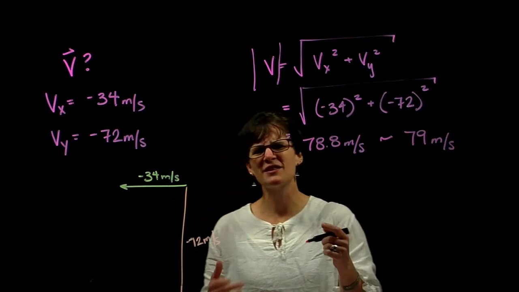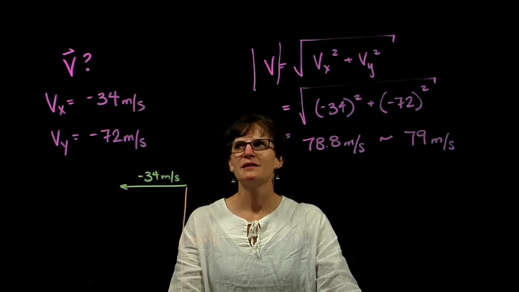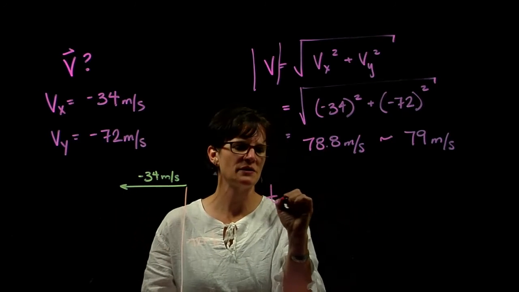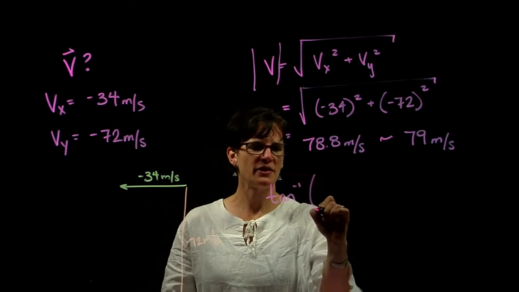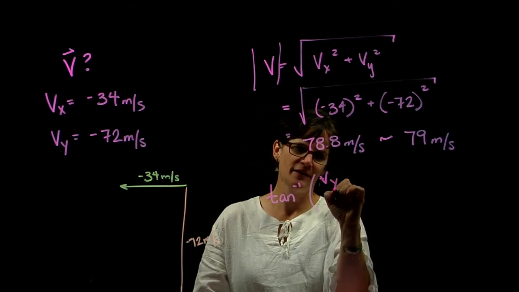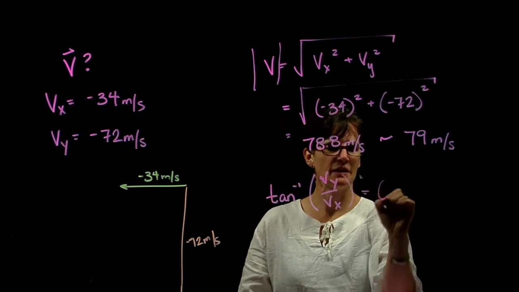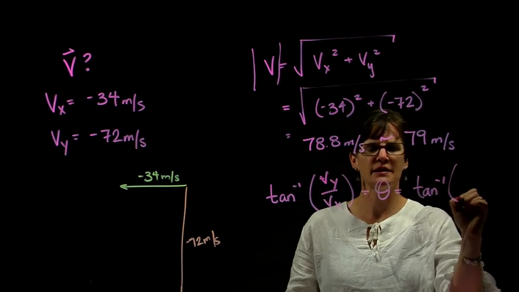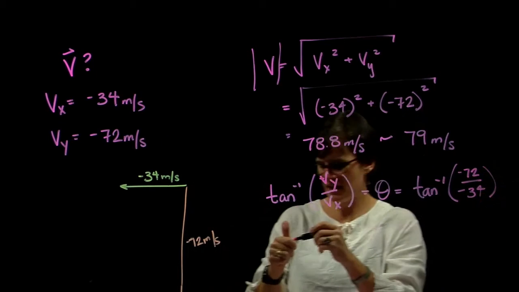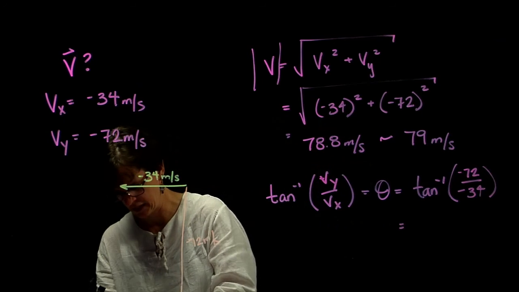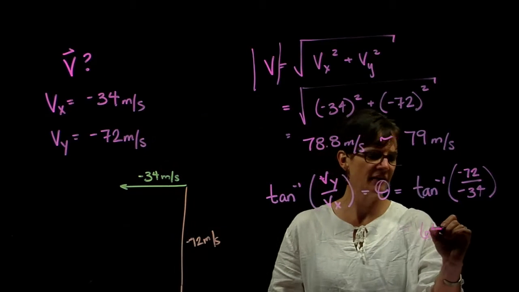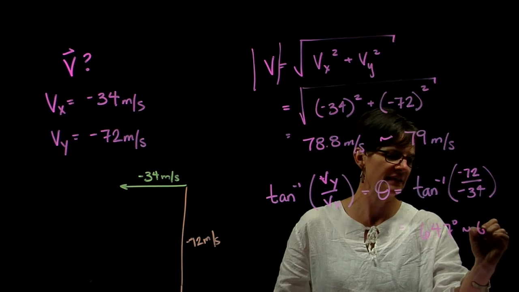Continue to use our trigonometry. There's actually a number of different ways you can find the angle. You can use sines and cosines, or you can use tangents. Typically, we traditionally use tangents because it's the method when we're given the adjacent and the opposite values. So this would be Vy over Vx equals tangent of the angle. So it's our inverse tangent of negative 72 over negative 34. And the inverse tangent of negative 72 over negative 34 is 64.7 degrees, which is about 65 degrees.